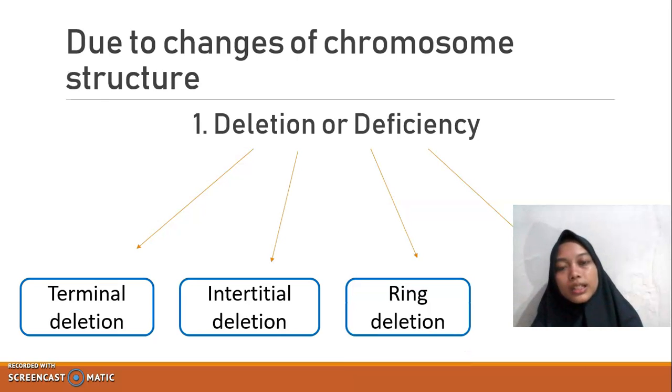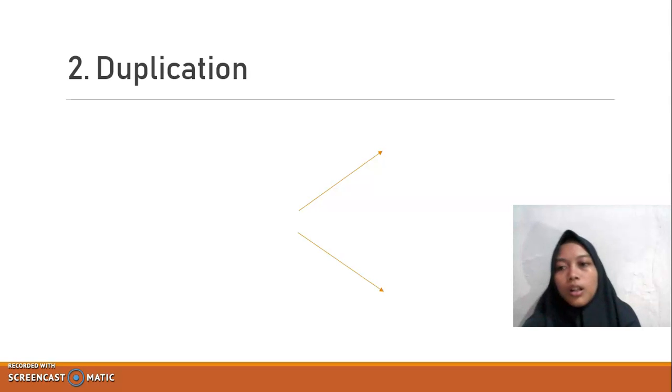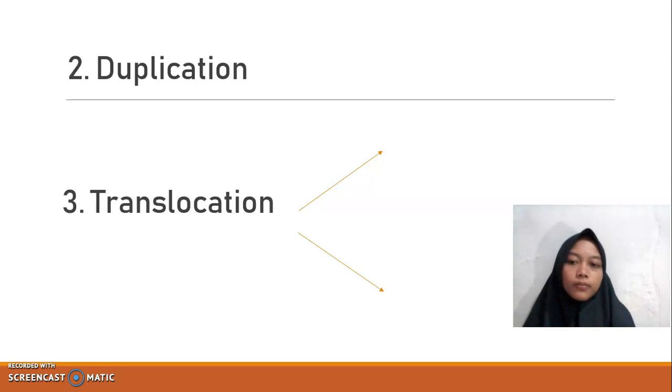The third is ring deletion, is a deletion that loses chromosome segment so that it is like a ring. Loop deletion is a ring deletion that forms a curve in the chromosome. Number two is duplication. Duplication is mutation due to excess chromosome segment. Number three is translocation, is a mutation that exchange chromosome segment to non-homologous chromosome.